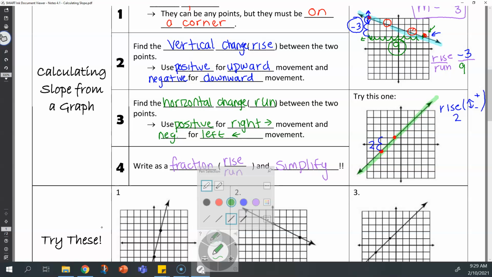Then I want to find the run, which is my movement from side to side. Remember that if I go to the right, I'm going to use a positive number. If I go to the left, I'm going to use a negative number. So starting here, I'm going to go to the right, 1, 2 spaces. So my run is going to be positive 2.